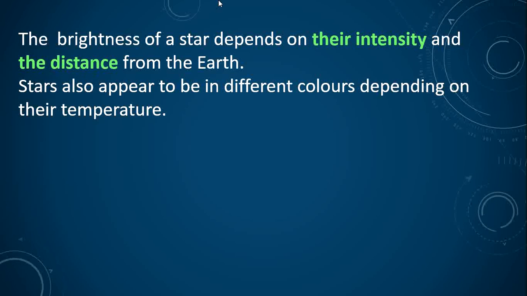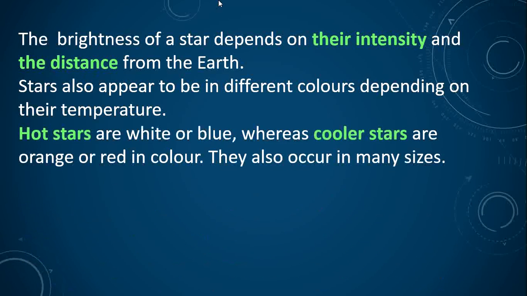The stars also have different colors depending upon their temperature. So here the hot stars are white or blue in color, whereas the cooler stars are orange or red in color. So what is the color of the hot star? It is white or blue, and the cooler stars are orange or red in color.